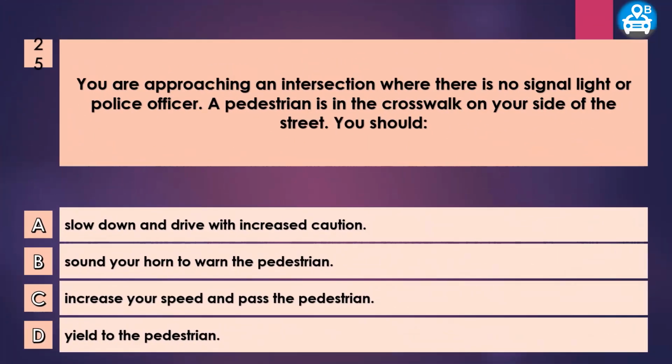You are approaching an intersection where there is no signal light or police officer. A pedestrian is in the crosswalk on your side of the street. You should: A. Slow down and drive with increased caution. B. Sound your horn to warn the pedestrian. C. Increase your speed and pass the pedestrian. D. Yield to the pedestrian.